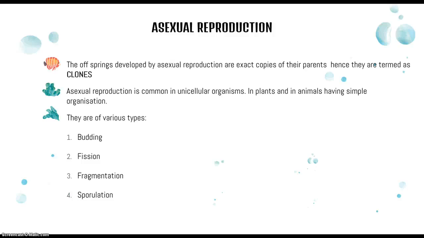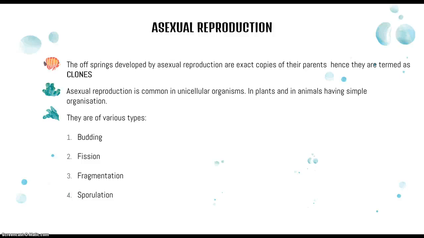Second thing is what? Asexual reproduction is very common in unicellular organisms. It is generally not seen in multicellular organisms like human beings or a mango tree. In case of higher organisms, we see sexual reproduction. But in case of unicellular organisms, what we see? We see asexual reproduction. Moreover, asexual reproduction can be seen in animals and plants having very simple organization.